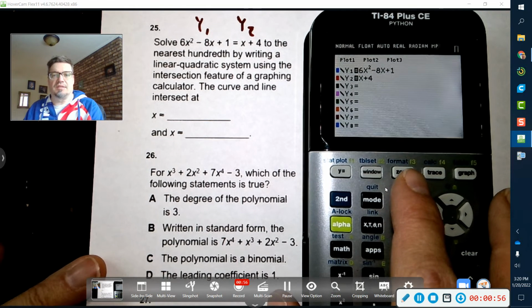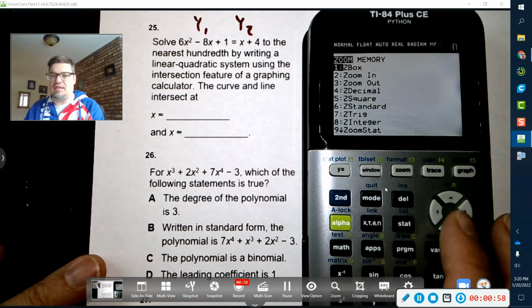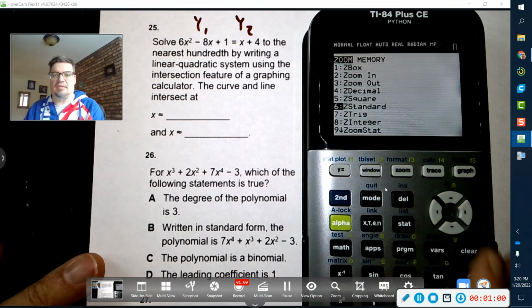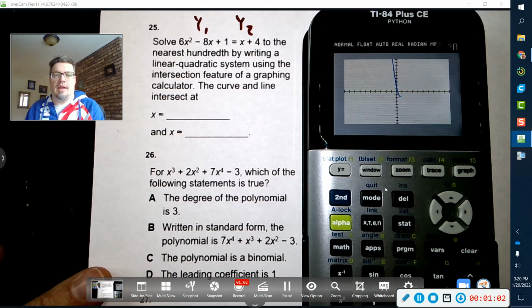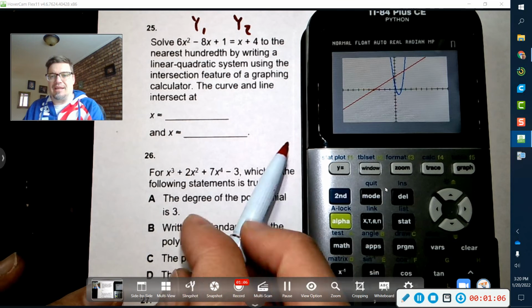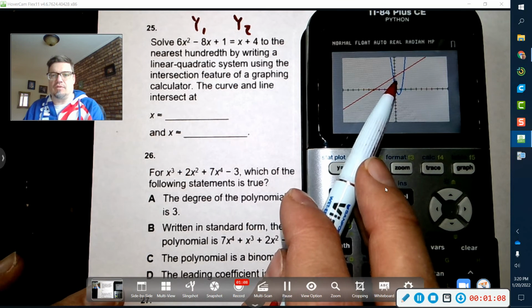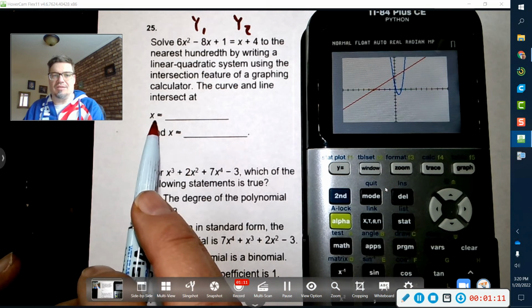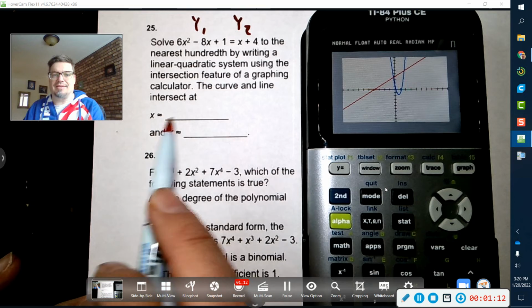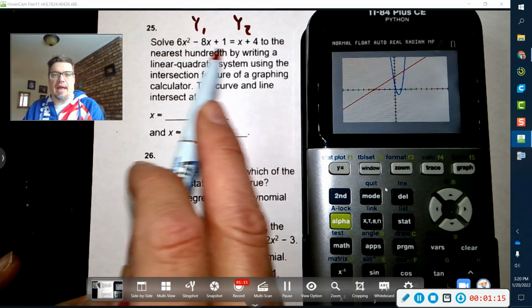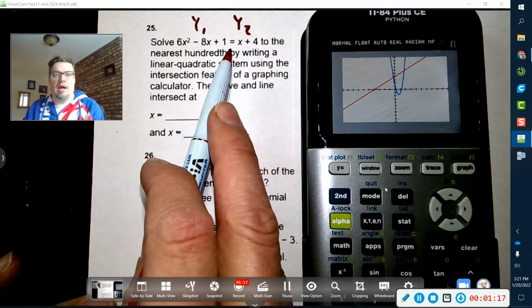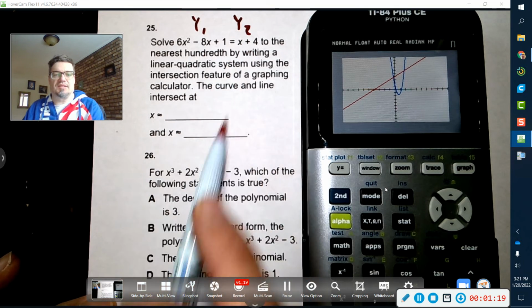So what I'm going to do is graph these guys. I'm going to do a zoom standard, which is zoom 6. All right, and I'm going to see the two intersections, but I can make an estimate based on my screen here. But notice that I'm just looking for the x coordinate. Okay, x equals something. I don't even see a y actually. I only put a y so I could graph each one separately.